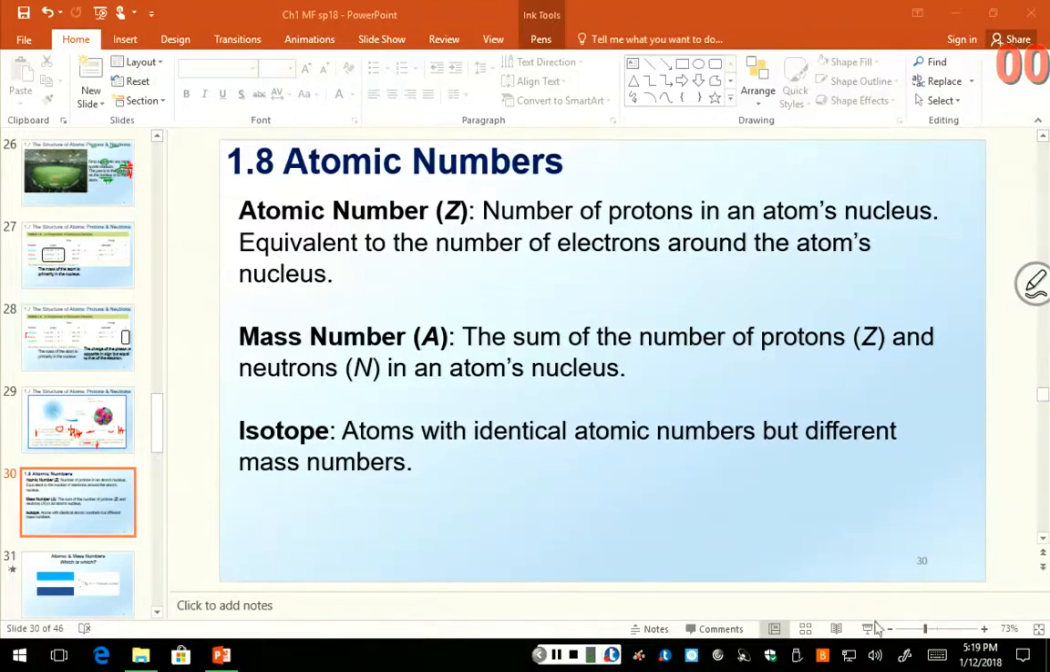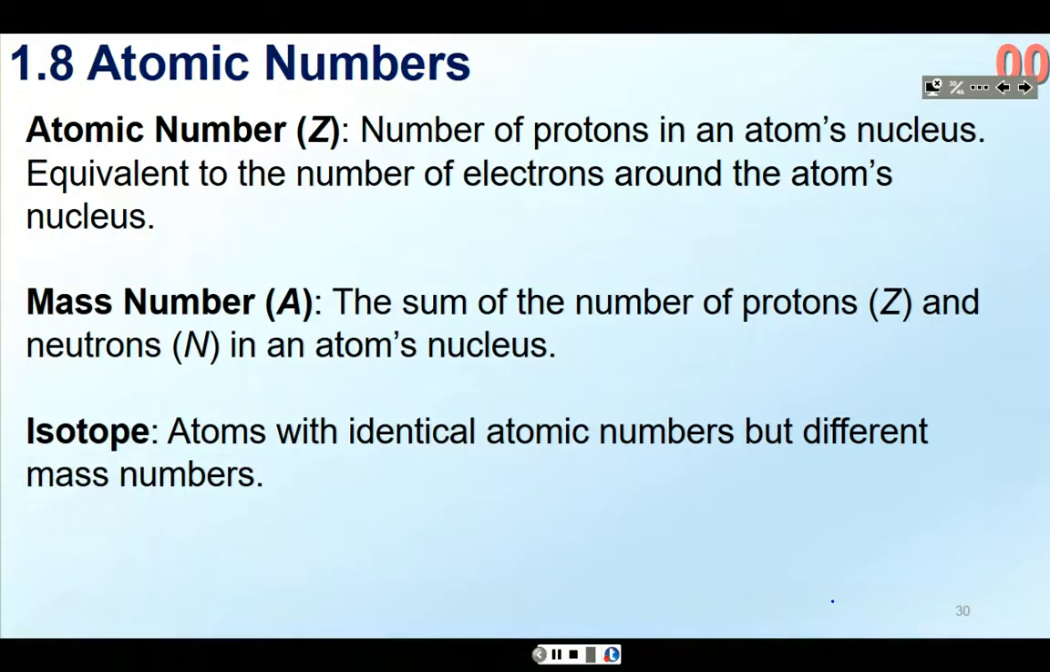All right, time for some further discussion from Chapter 1. We'll talk about atomic numbers next. Atomic numbers and mass numbers are things we use to describe atoms and make one atom distinct from the next. Atomic numbers are often given the symbol Z for reasons that you might not see right away. We'll look at it for a minute. And the mass number is given the symbol A.